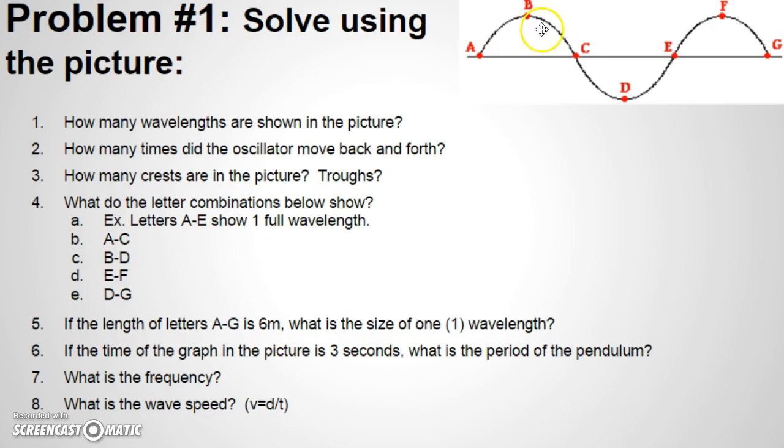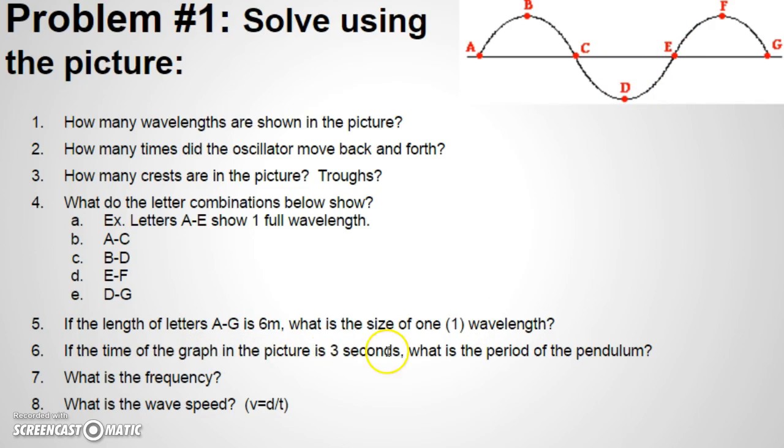So A to C would be half a wavelength. B to D would be half a wavelength. E to F would be 1/4 of a wavelength, and D to G would be 3/4 of a wavelength. If the length of letters A through G is 6 meters, what is the size of one wavelength? Because it's 1.5 total wavelengths, each of these segments is going to be 2 meters. So 2 meters for half, 2 meters for half, and 2 meters for half. So half of it is 2, the other half is 2, so 1 full wavelength is 4 meters.